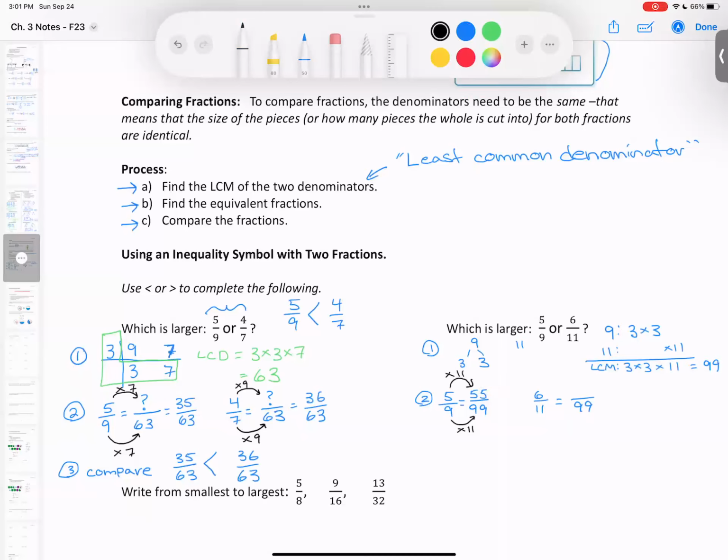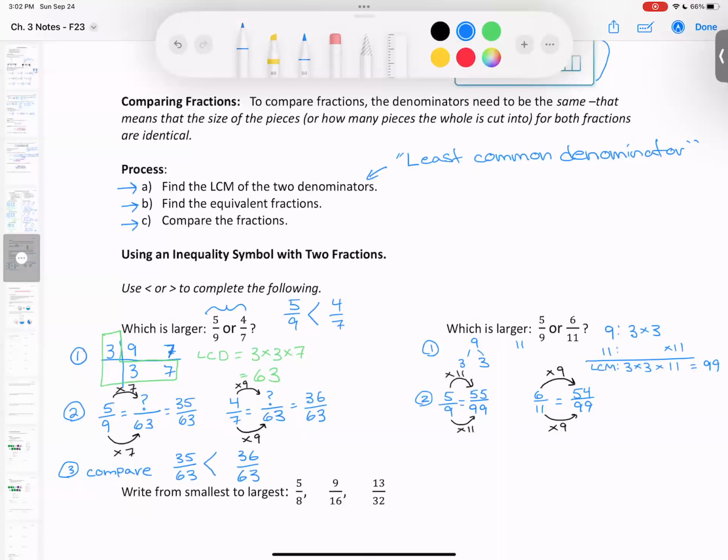Second one: to get from 11 to 99, we had to multiply by 9. If you're not sure, on your calculator, do 99 divided by 11 and you'll get 9. So on the top, we have to go from 6 and multiply again by 9. So 6 times 9 gives us 54.